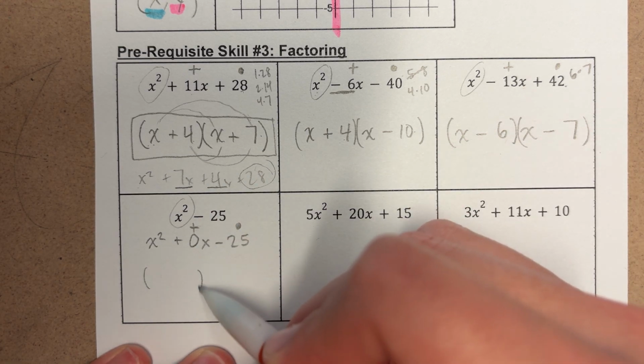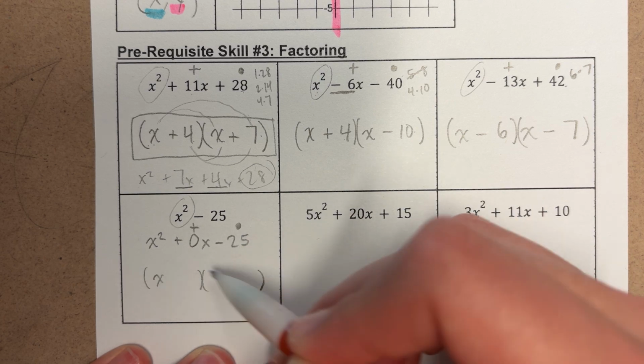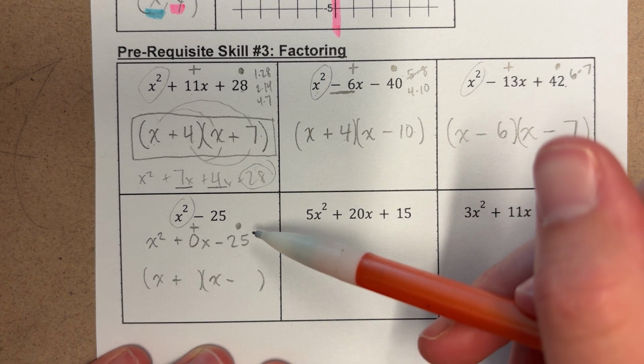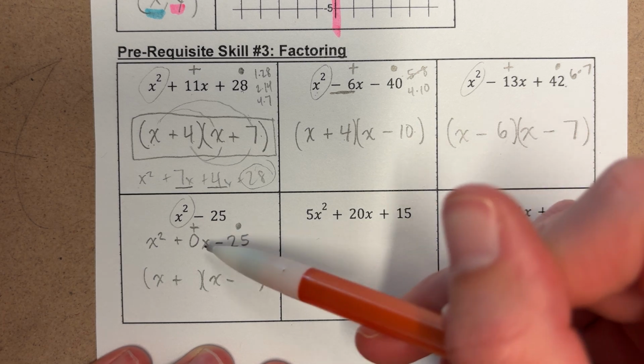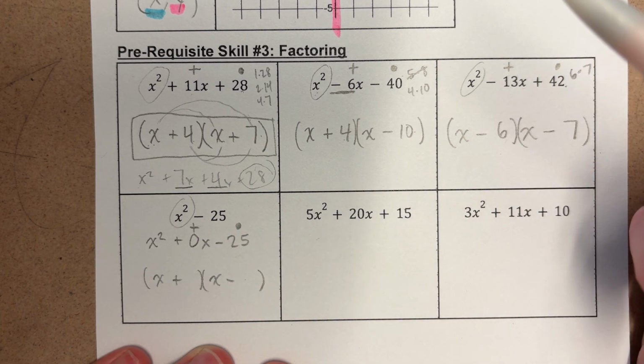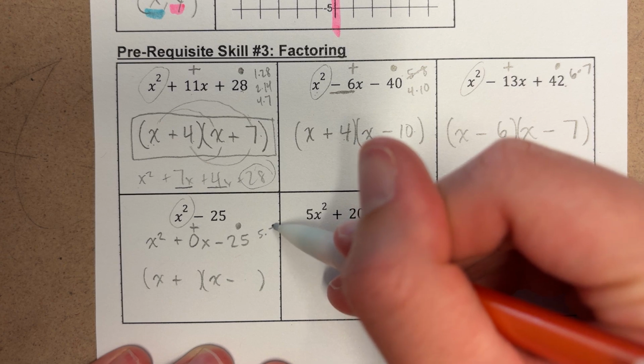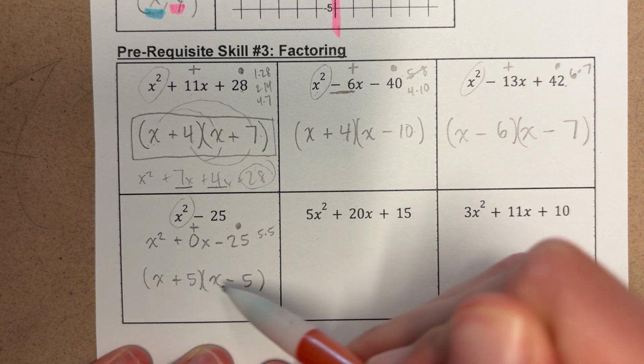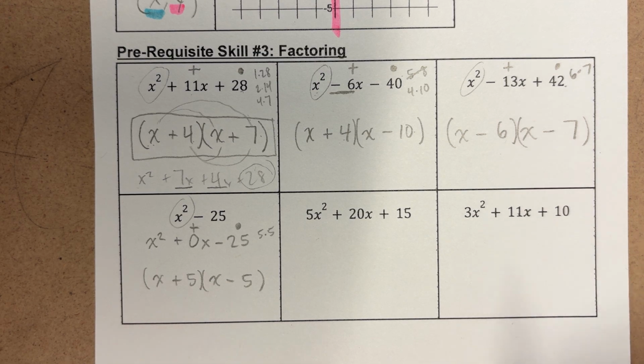Okay, well, if I need two numbers that multiply to a negative, it's going to be one positive and one negative. And two numbers that multiply to 25, and then when I subtract them, because one's positive, one's negative, I get 0, well, that would be 5 and 5. Right? So this is going to be x plus 5, x minus 5. And the order doesn't matter. This could be the negative, this could be the positive. It doesn't matter.